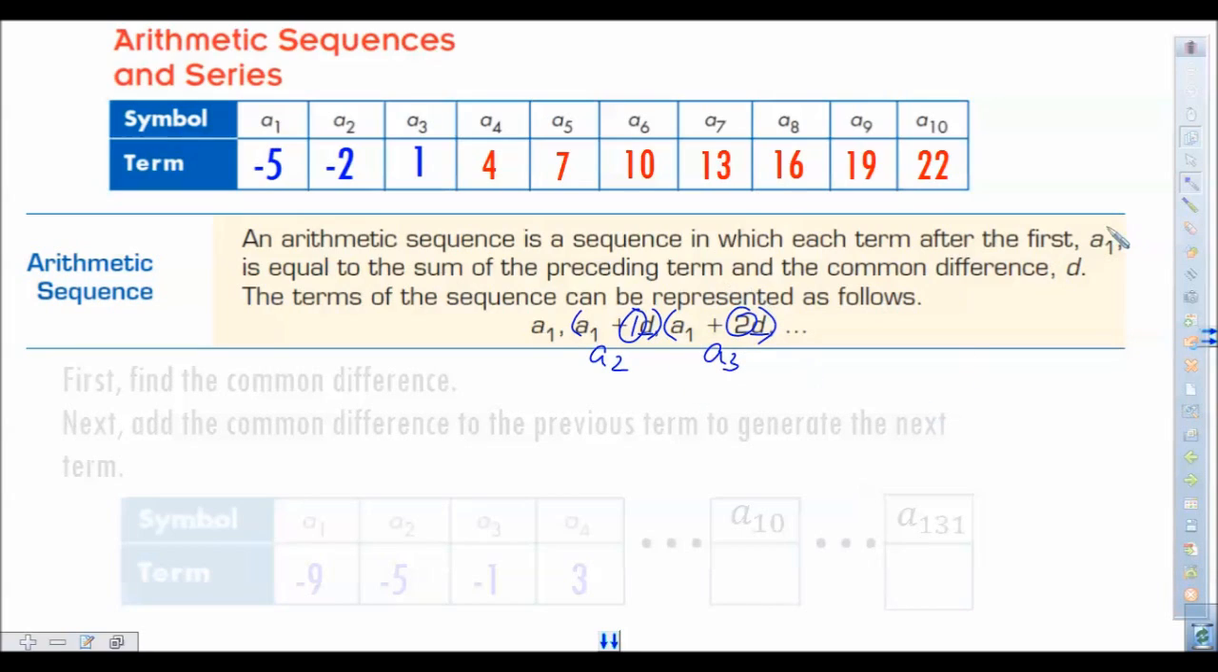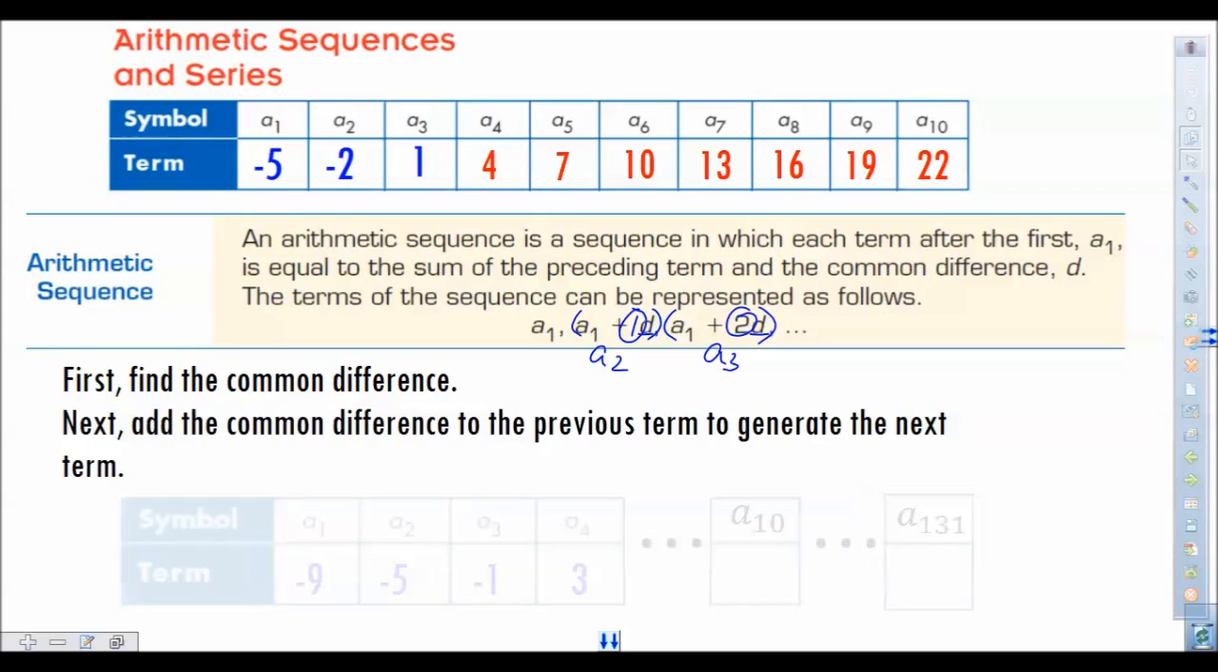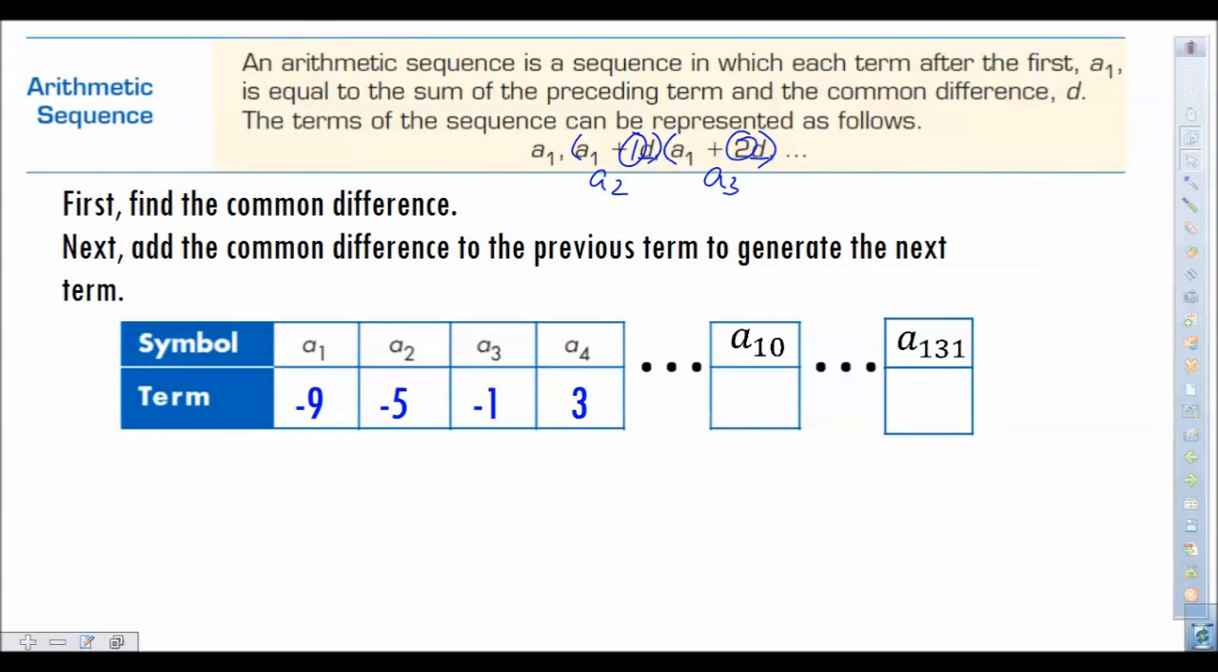So let's use this knowledge to do a couple things here when it comes to working with the sequence. First thing you should do with the sequence is find the common difference. The next move you should make is add the common difference to the previous term to generate the next term. So if we take a look at a sequence such as this one here, first job here is to find the common difference. Notice that each term is 4 more than the previous one.